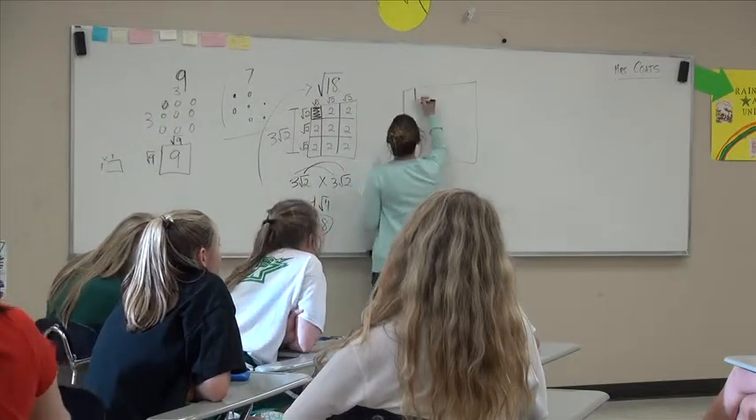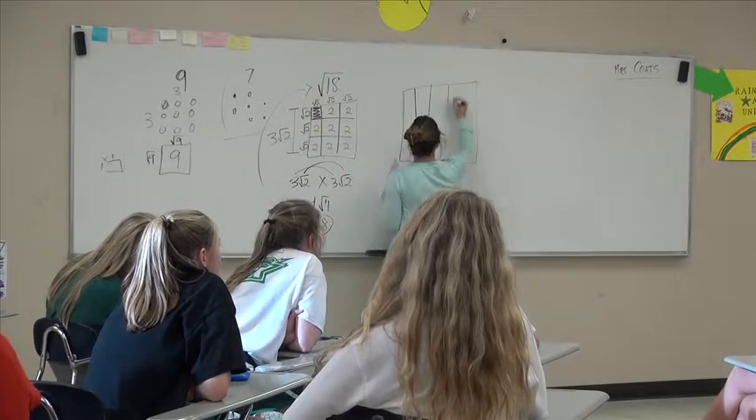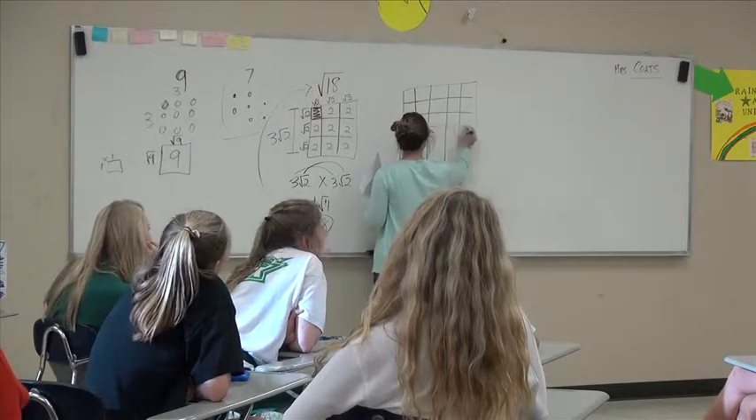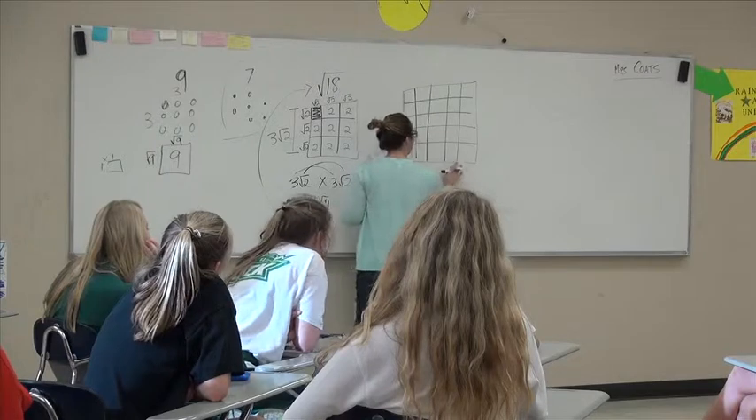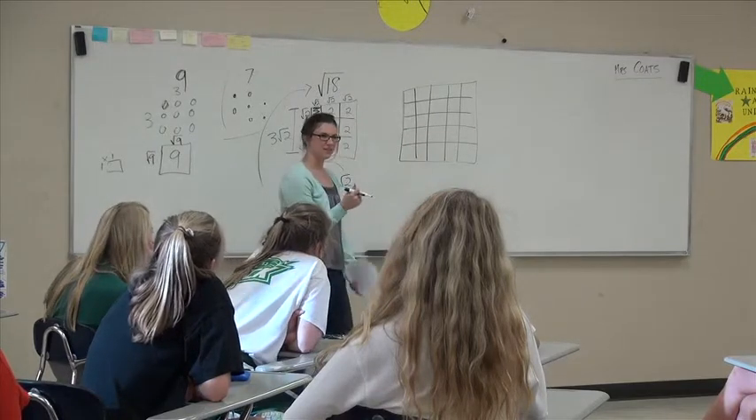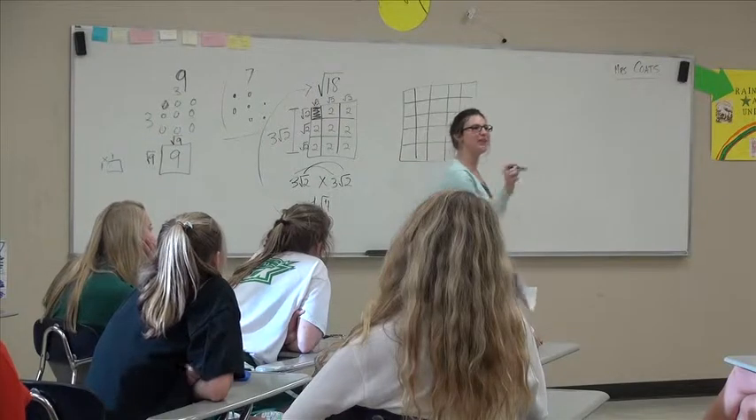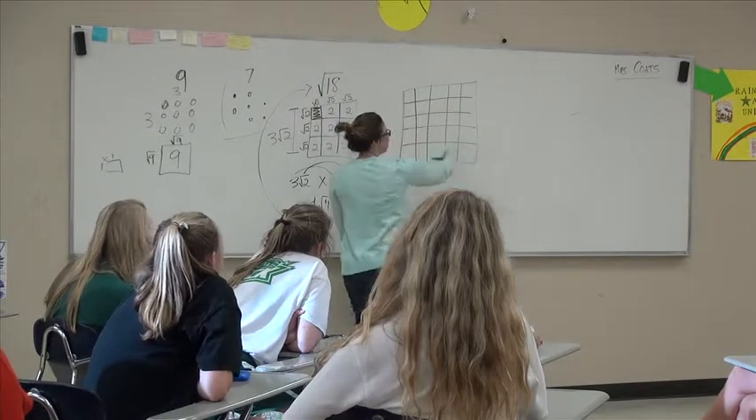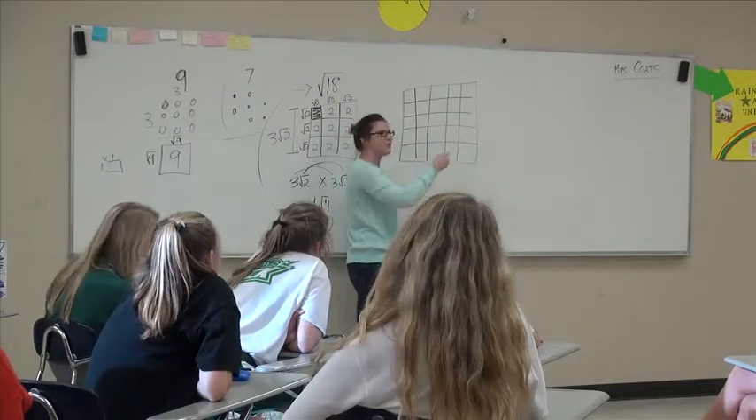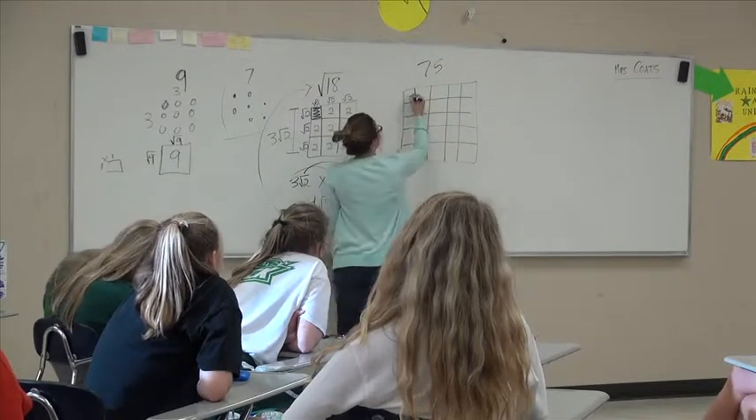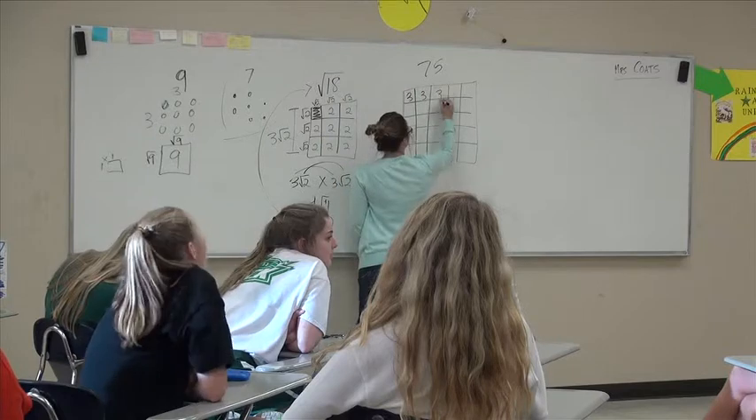1, 2, 3, 4, 5. Okay, how big do you think each box is going to be? We have 25 boxes, right? How do we get to 75? So each one of these squares is 3 inches.